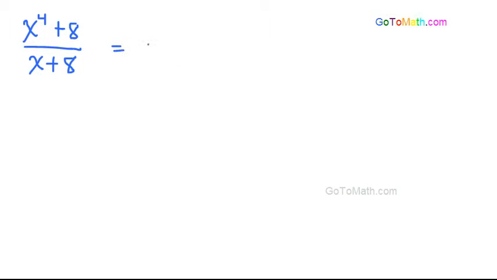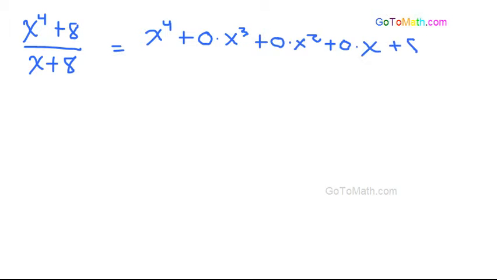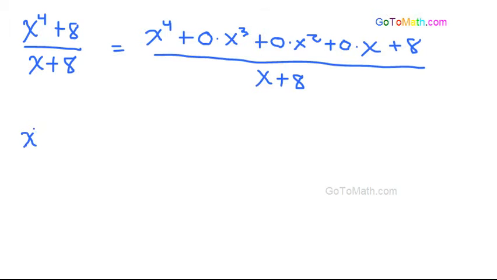Now I'm going to go ahead and rewrite this as x to the 4th plus 0 times x cubed plus 0 times x squared plus 0 times x plus 8, all over x plus 8. Now the reason I write it like this is because it is important that when we go to write this down here that we know where to put our zeros.